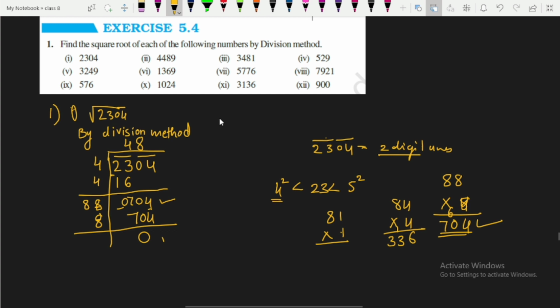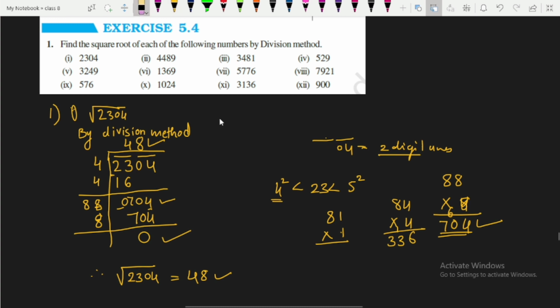When the remainder is 0, you can say that the square root of 2304 is 48, what you wrote in the quotient place. So the square root of 2304 is 48. In this way you can find the square root of a number.